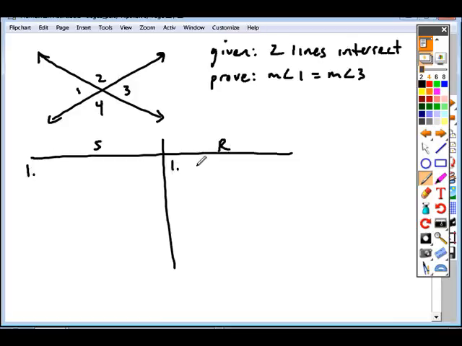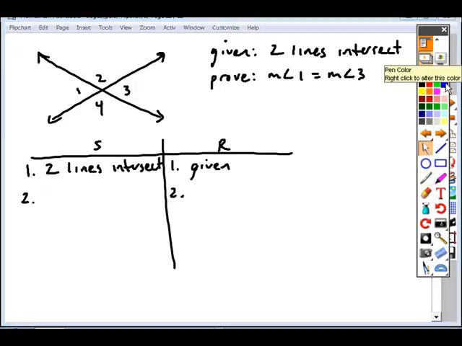Now, first thing we're going to do is just copy down our givens exactly as they appear. So two lines intersect. And even if there's nothing to interpret from that, you're still going to write it down as your first step. The next thing we need to do is, again, interpret that if we can. There's nothing to interpret, so let's introduce our end state element.